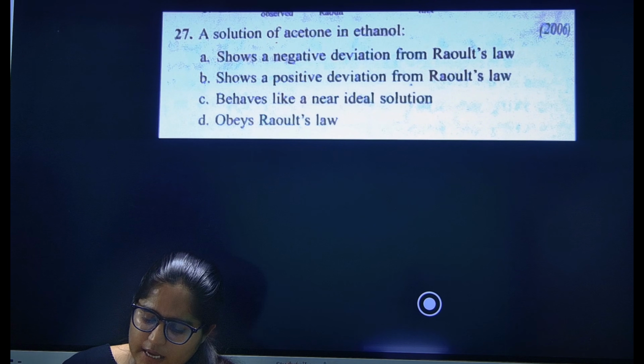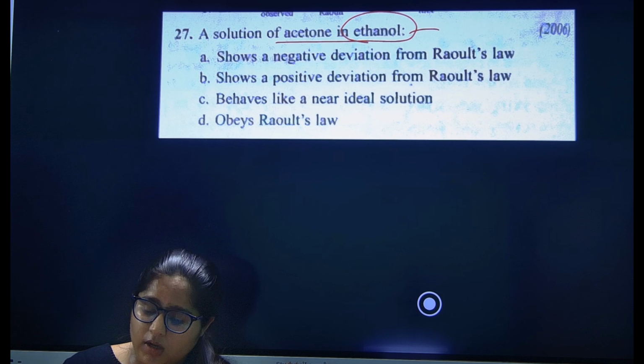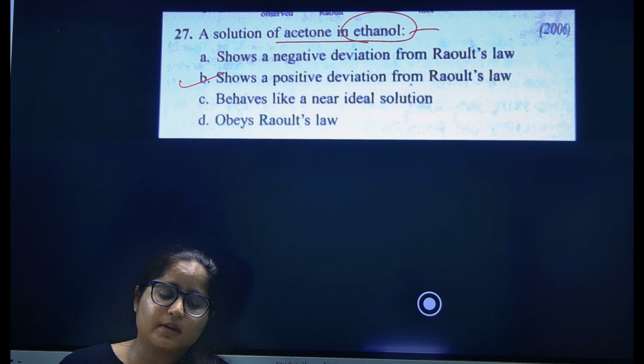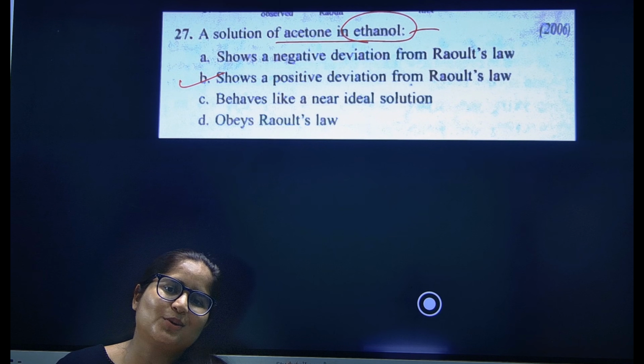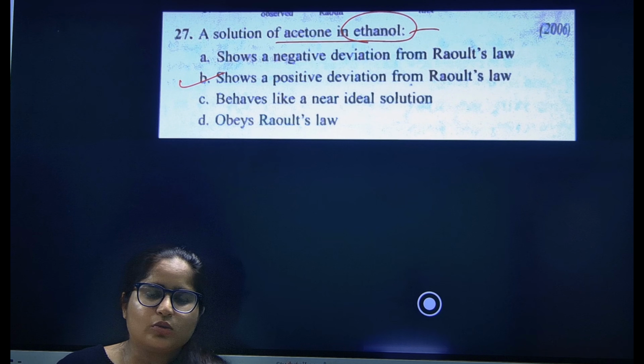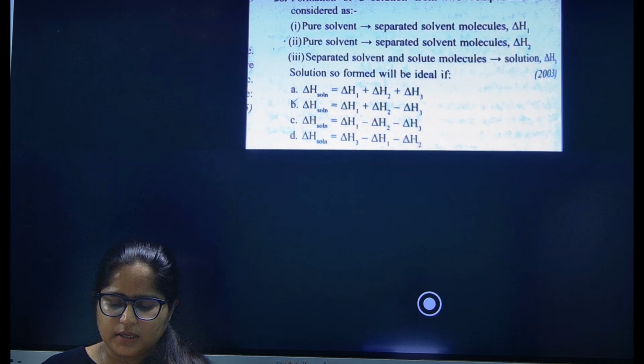A solution of acetone in ethanol. Ethanol means alcohol. Alcohol shows positive deviation, 27 B. See, till now we are using only our first star point. Alcohol shows positive deviation, and all NEET questions you are able to solve. We have not gone to the second and third star points, right? Okay. Now let us see question number 28.